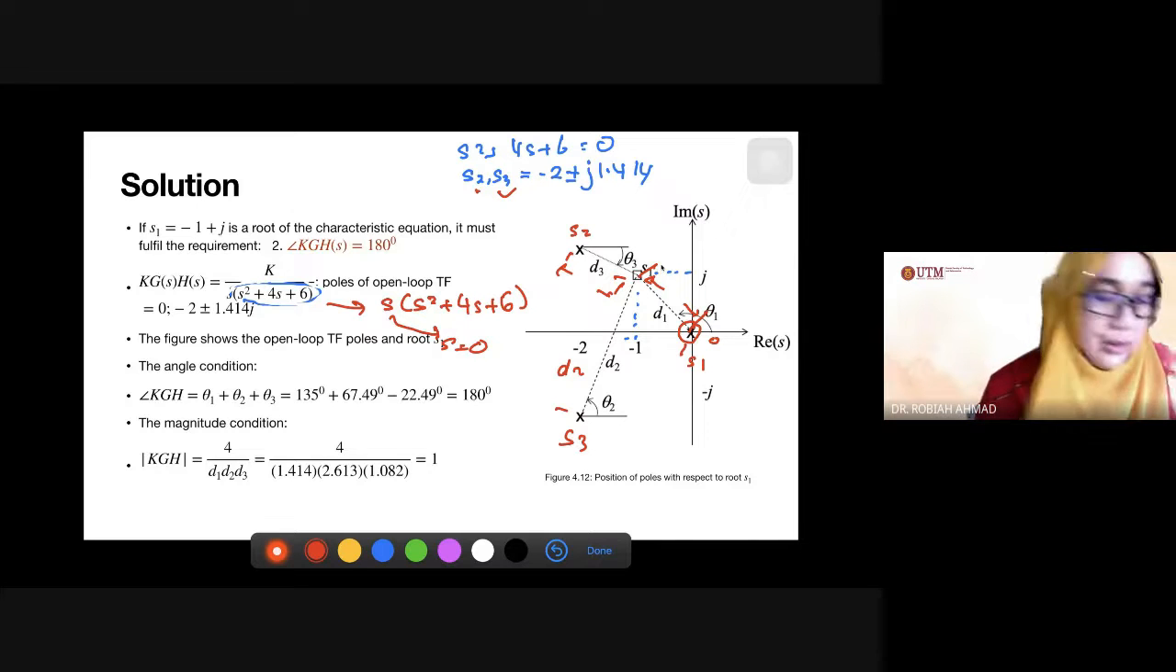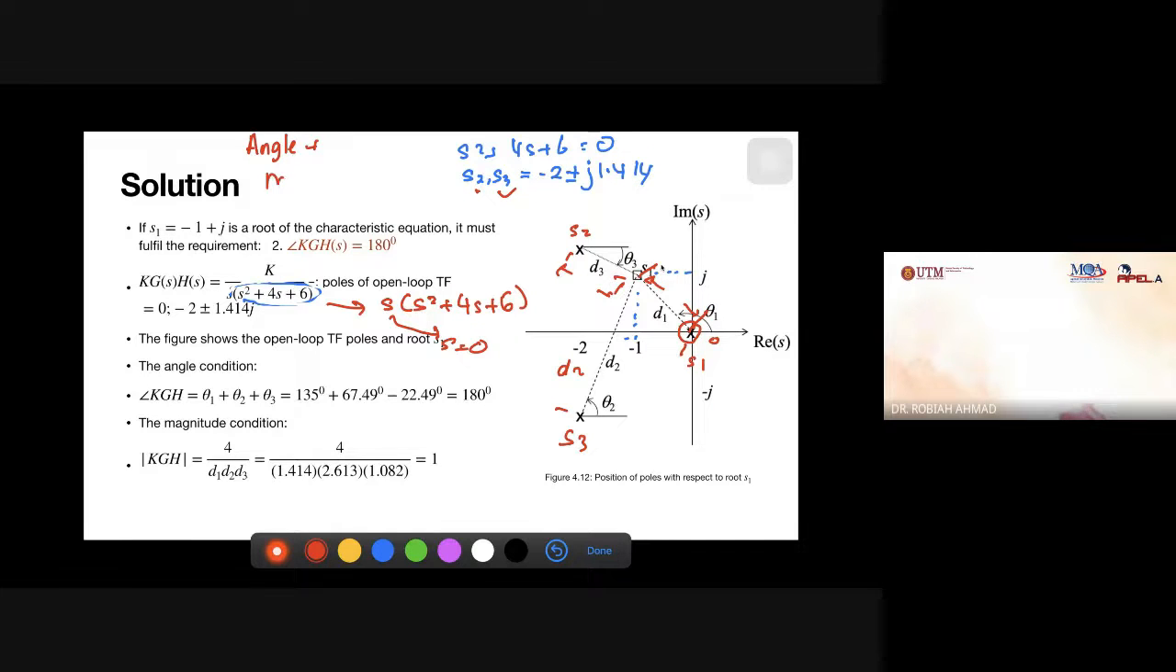So this is the concept of angle and magnitude that I mentioned earlier. Angle: the concept is this, the summation of angle equal to 180 degrees. The magnitude must always be 1.